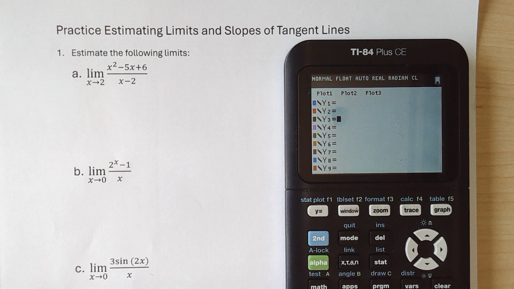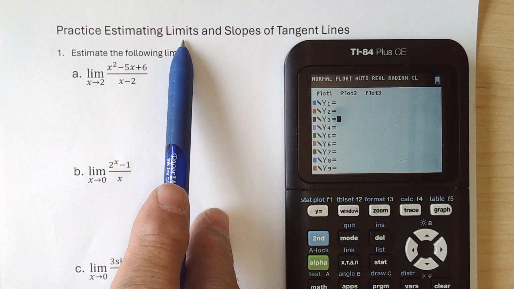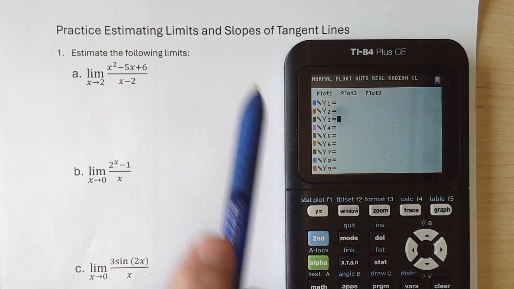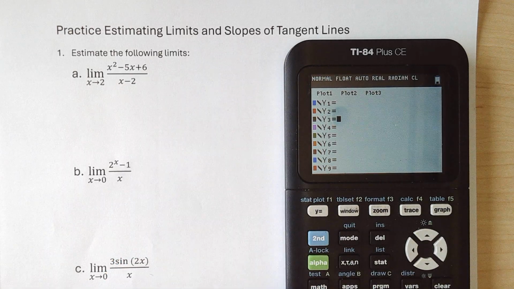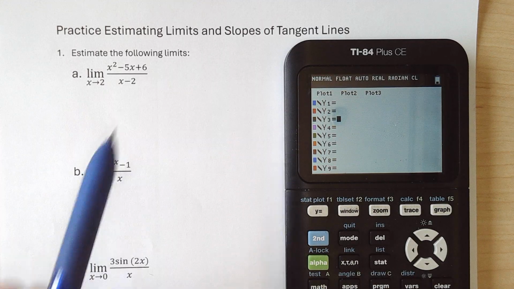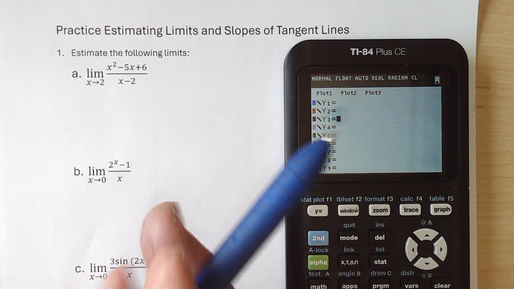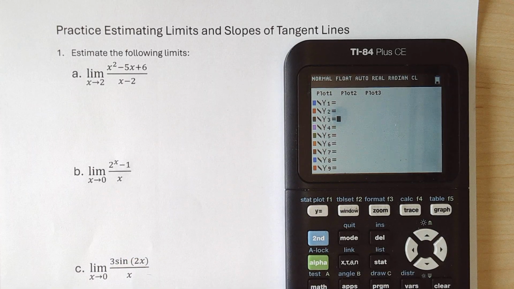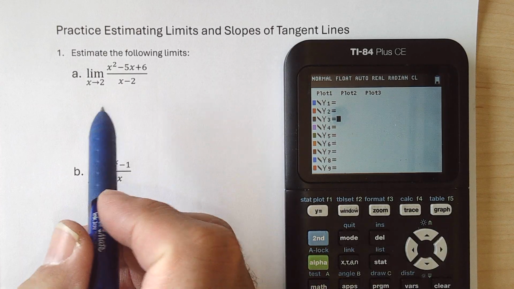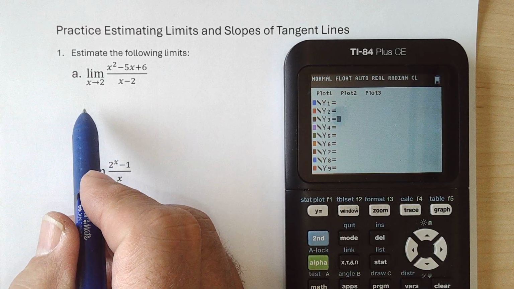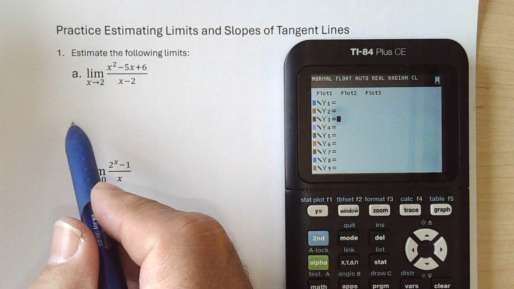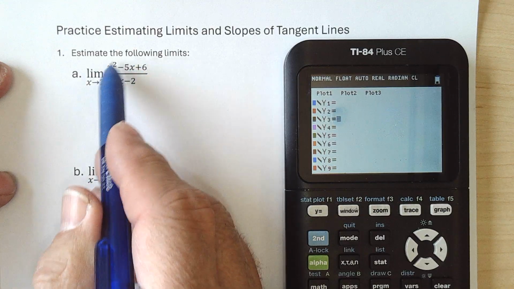Okay, let's do this: practicing estimating limits on this side and slopes of tangent lines and getting tangent lines on the back side. I'm going to do this on a calculator because it's kind of hard to switch from the camera to the screen, but you can do this all on Desmos. I'll write what it would be in Desmos and on the calculator. So I want to look at this equation.